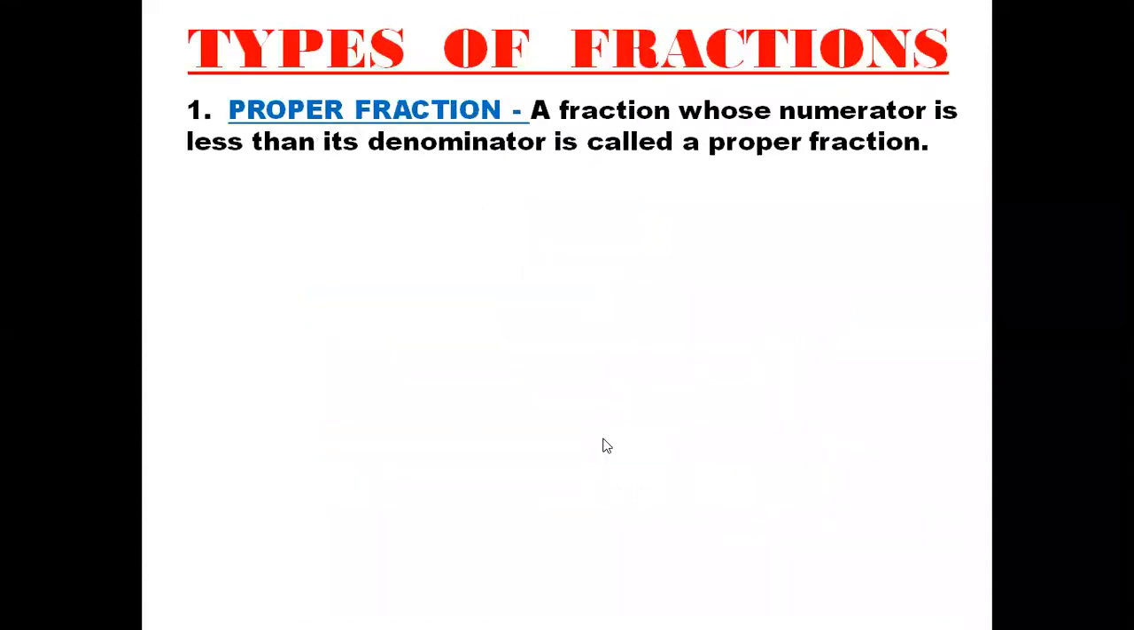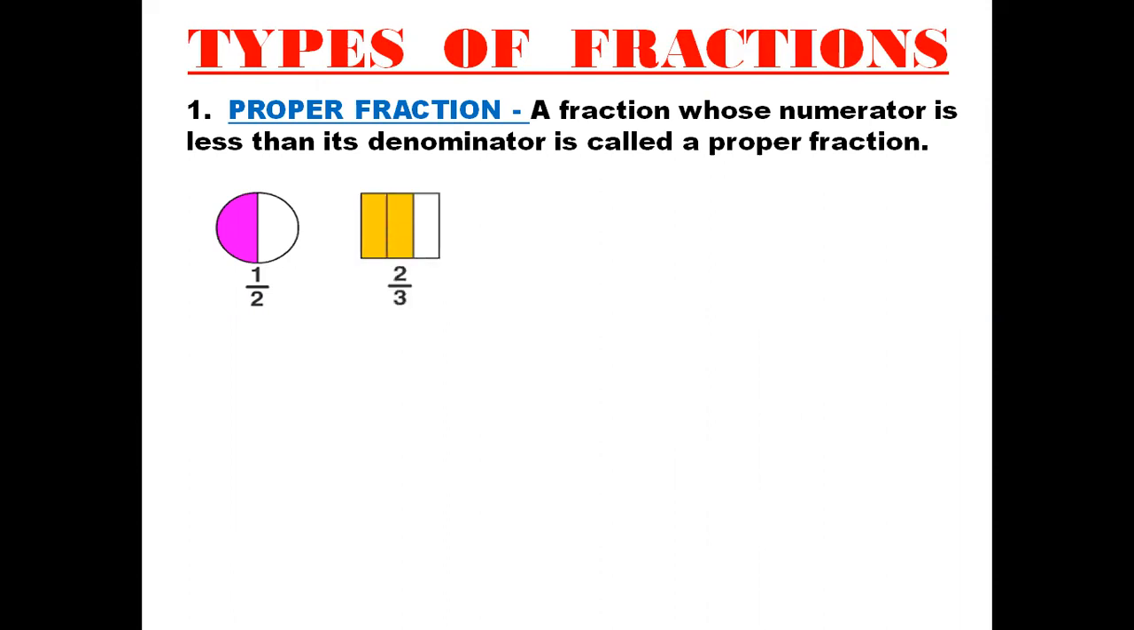First is proper fraction. A fraction whose numerator is less than its denominator is called a proper fraction. In this circle, the circle has been divided into two equal parts. The numerator is 1 and the denominator is 2. So 1 is less than 2, that is numerator is less than denominator, so it is a proper fraction.